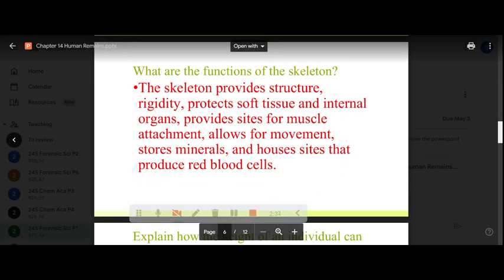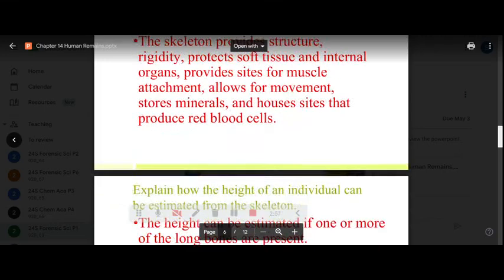And then what are the functions of the skeleton? The skeleton provides structure, rigidity, protects soft tissue and internal organs, provides sites for muscle attachment, allows for movement, stores minerals, and houses sites that produce red blood cells.